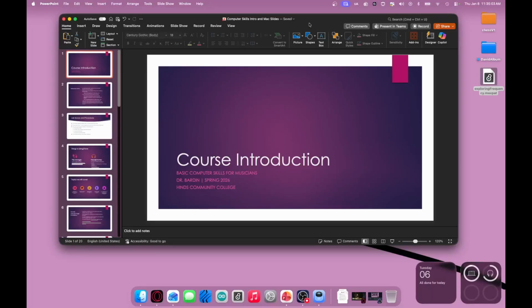Hello there. Have you ever been interested in some of the history of just Mac computers, how they work, how computers in general work, why we use them for music? Well, this is going to be extremely helpful for you.